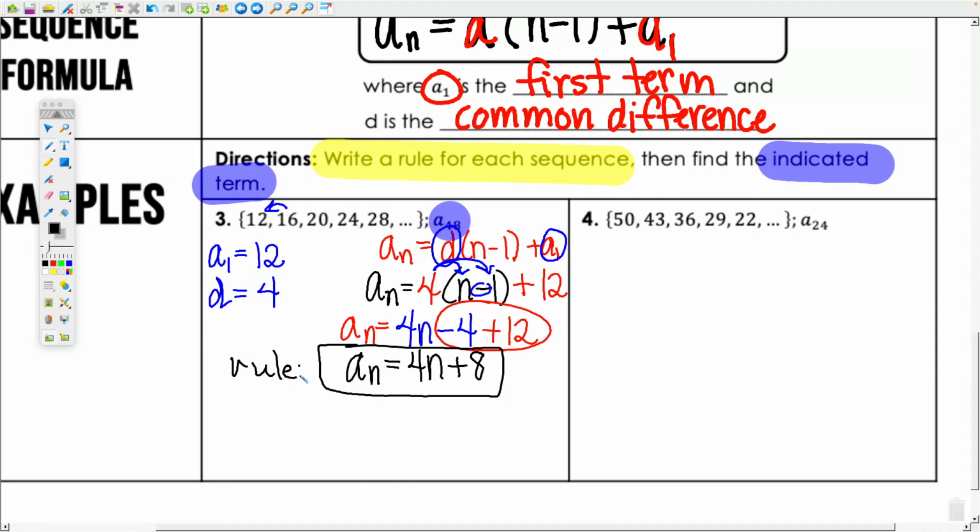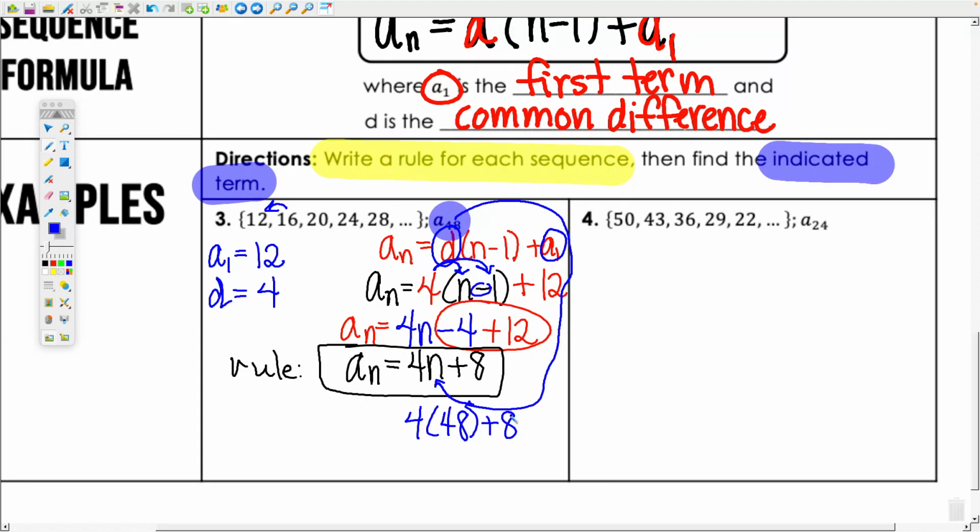Now the next part says I want you to find the indicated term. So we're not going to sit here and keep listing 28 and then adding 4 to get 32, etc. We want to jump all the way to the number in the 48th place. So what do I do with that number 48? Bring it down, because we're going to take that number and put it in the indicated term spot of our rule. So you're going to have now 4 times 48 plus 8.